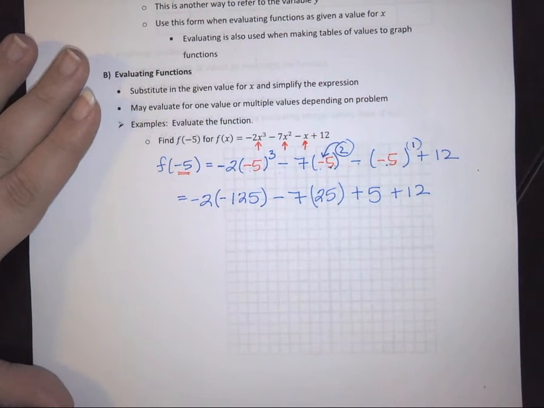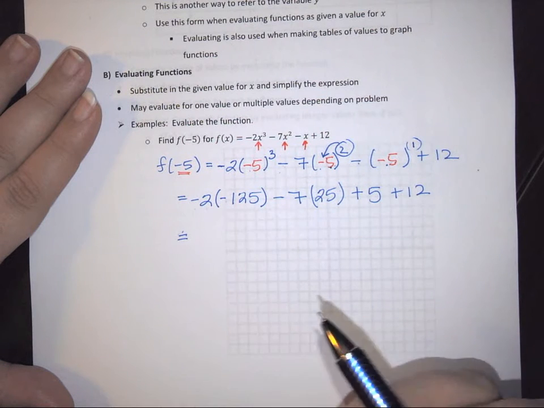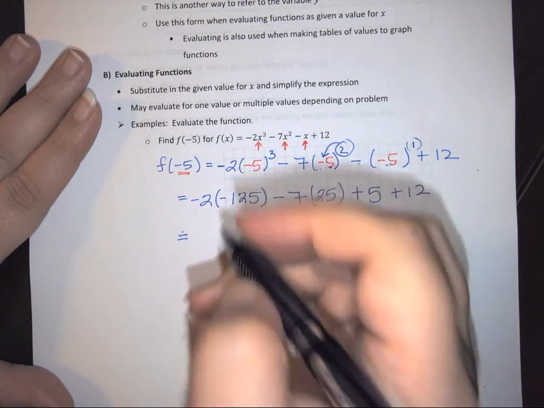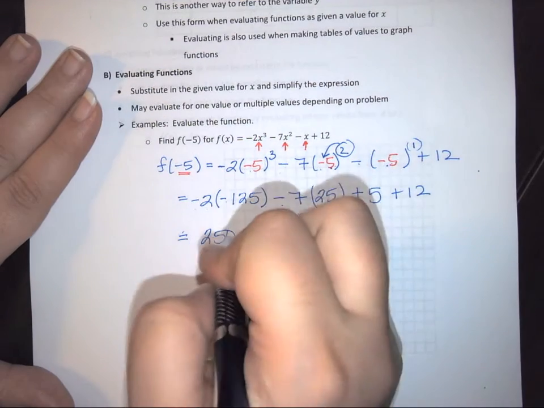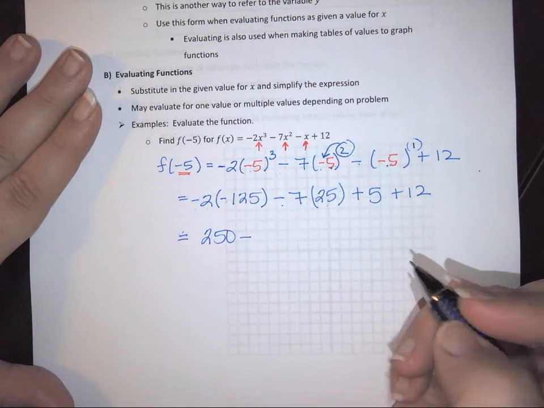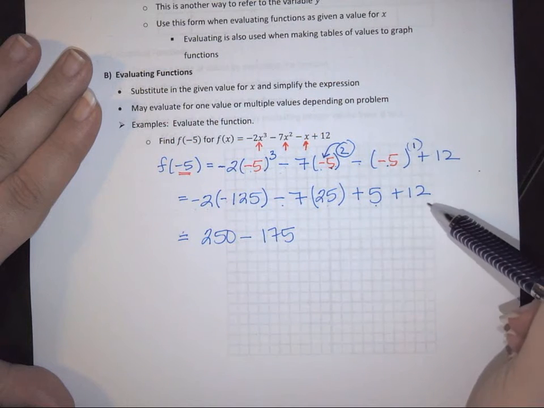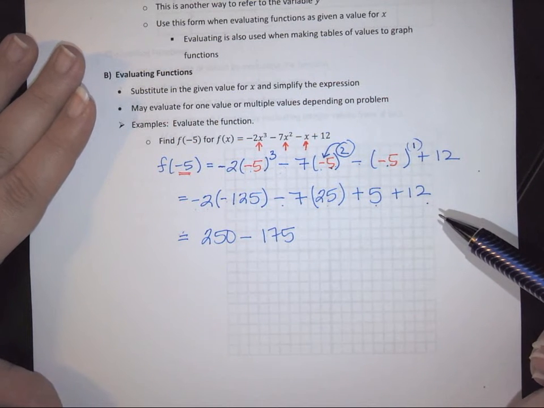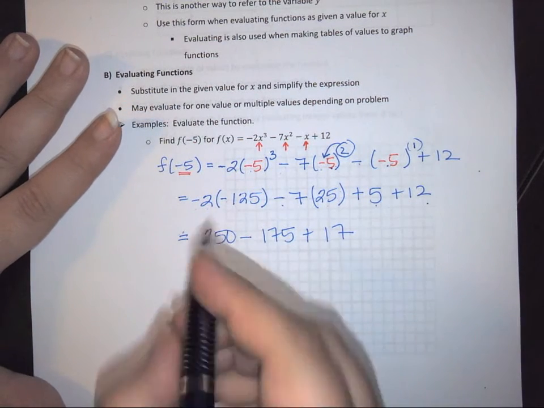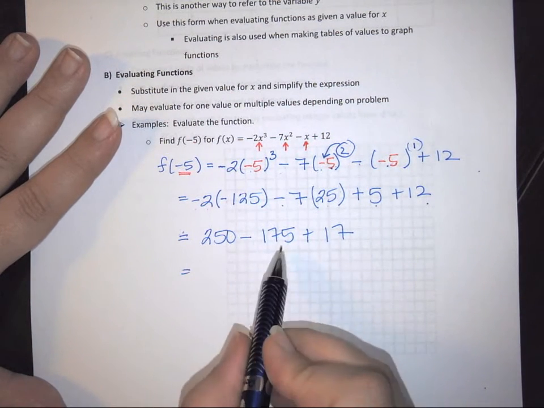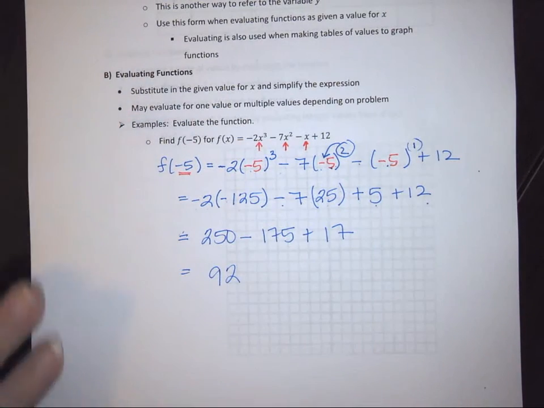I need to continue to simplify. We're going to come back to the beginning. I have negative times negative is positive, and 2 times 125 is 250. I have negative times positive is negative, 7 times 25 is 175. And then I have plus 5 plus 12. 5 plus 12 is plus 17. So then I have 250 minus 175 plus 17, which gives you 92 as a result.